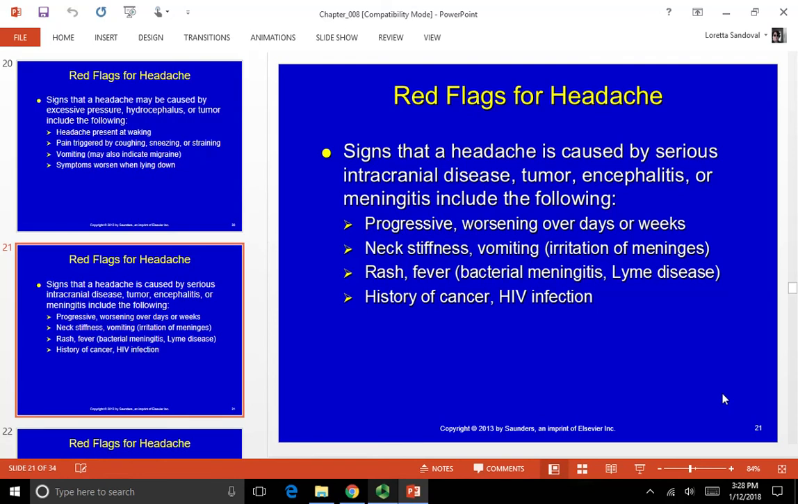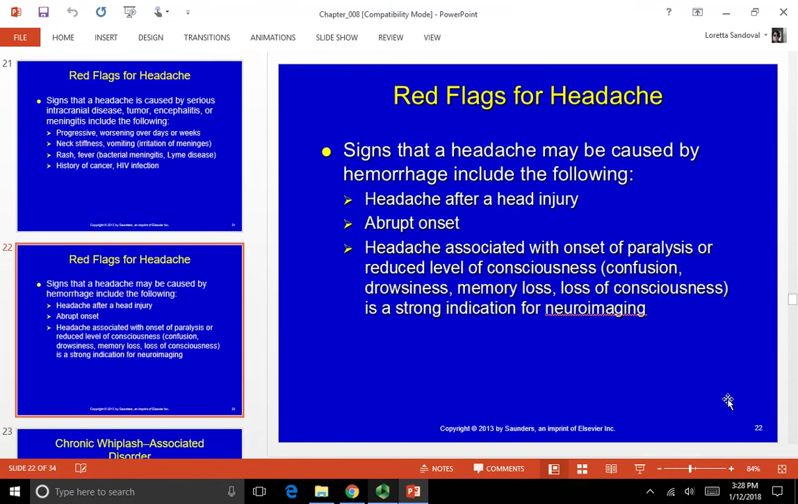So if people have these headaches progressing and worsening over days or weeks, really refer them back to their doctor. There's probably not a physical treatment that we're going to be able to do with them that's going to change a tumor or encephalitis or meningitis, and it's certainly not going to change hydrocephalus, and that might even make that worse, or a tumor. So they need to be referred back to their doctor when they have those signs.